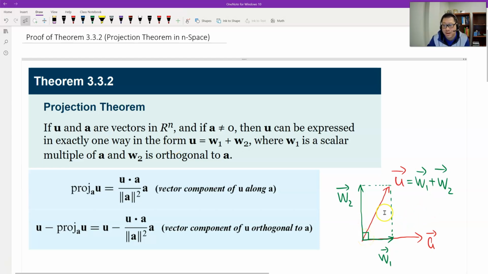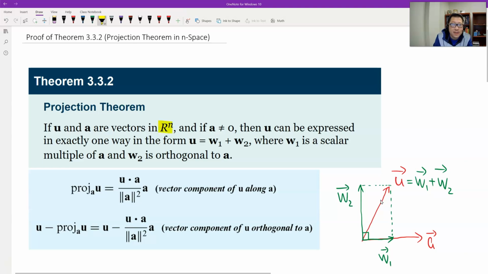It's unique, at least in two-dimensional space, but the result now is in space. Can we find a unique decomposition, and what is the decomposition? Here w1 is the projection. We give it a name: the projection, this is w1.